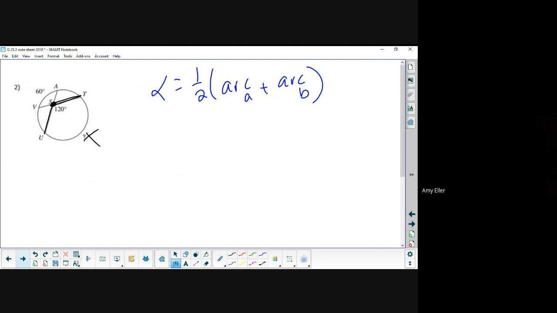The angle, let's fill it in. The angle is not X. We know the angle, it's 120 degrees. Arc A is what that angle is shining out towards. That angle 120 is shining out on arc X. Arc B is the arc across from that. 60.